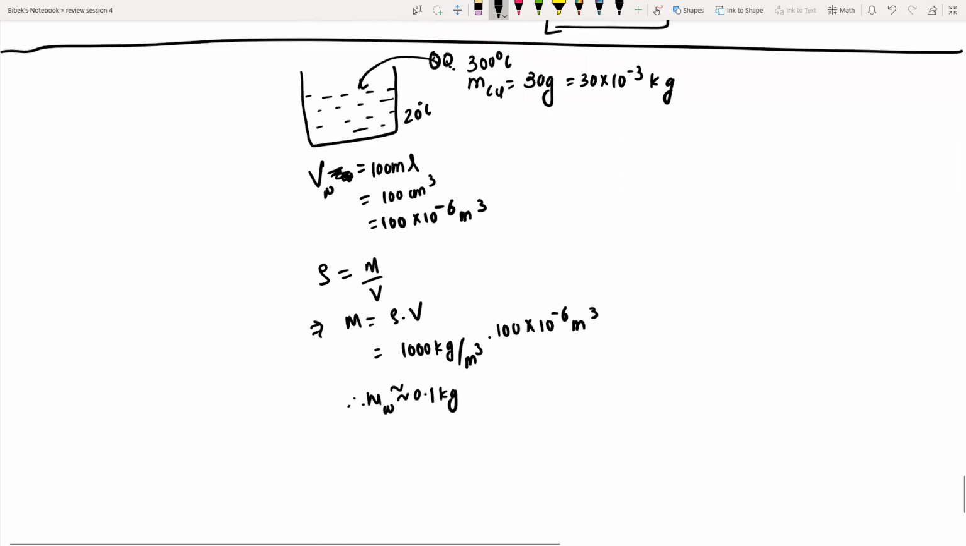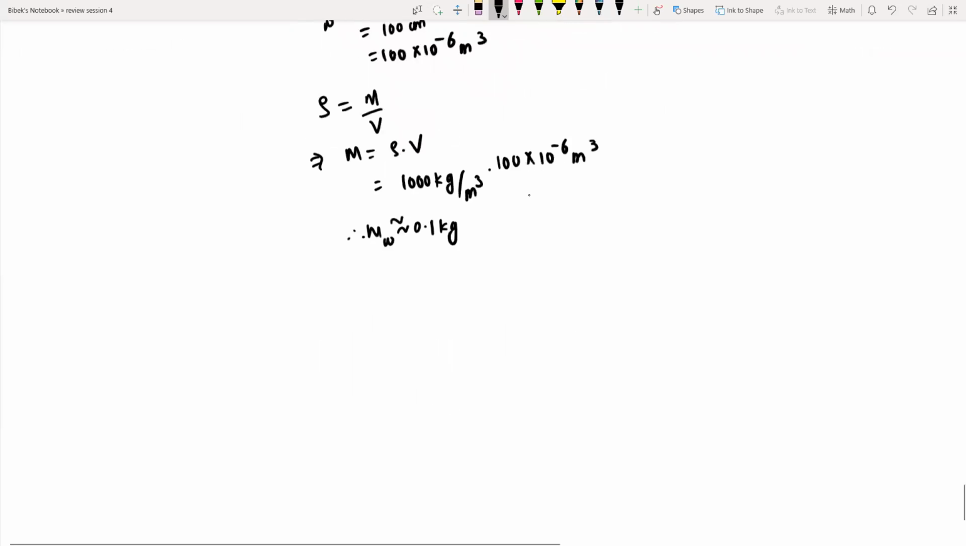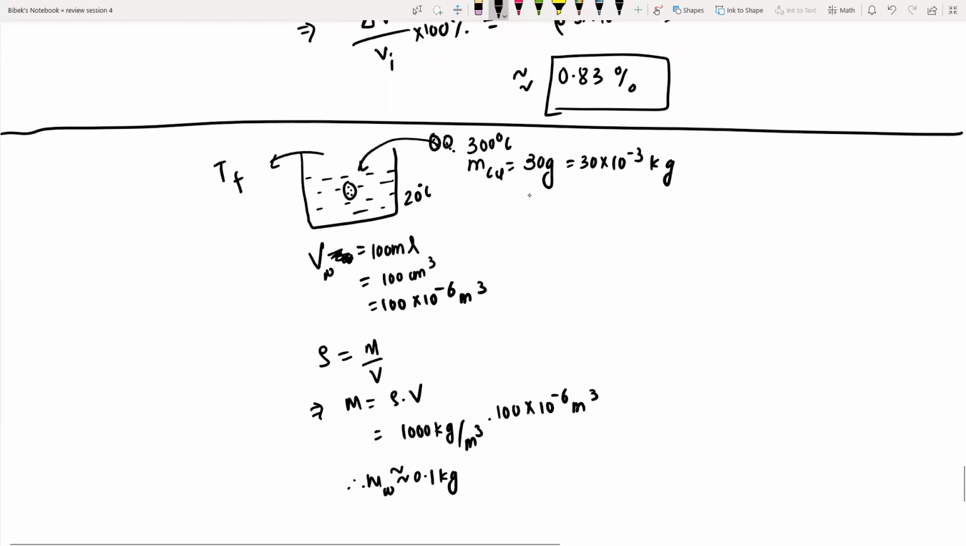Now that you have the mass of water, you know the temperature of the water. Let the final temperature, after you mix the copper with the water, be T final. Then how do you find the final temperature? Usually, I think Professor Fabi has told you to do a problem like this: your delta Q will be 0, so your delta Q for water plus the change in heat in copper has to be 0.